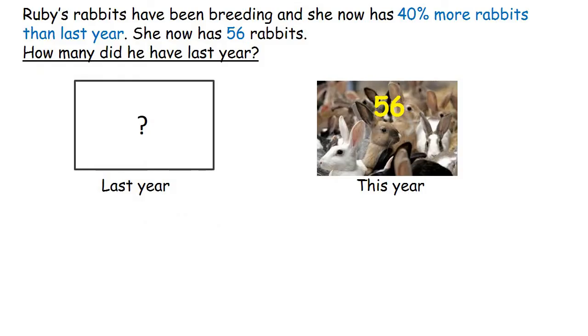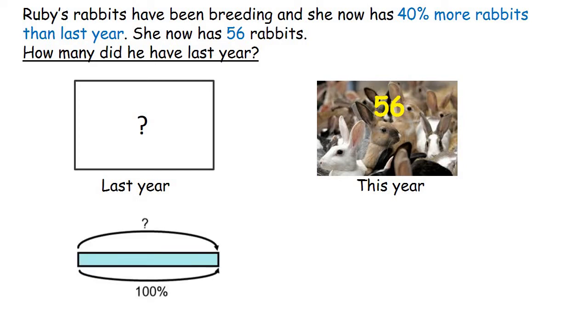So Ruby's rabbits have been breeding and she now has 40% more rabbits than last year. She now has 56 rabbits. How many did she have last year? Okay, should be she have, not he have. So let's use the same bar modelling technique to work out this question.